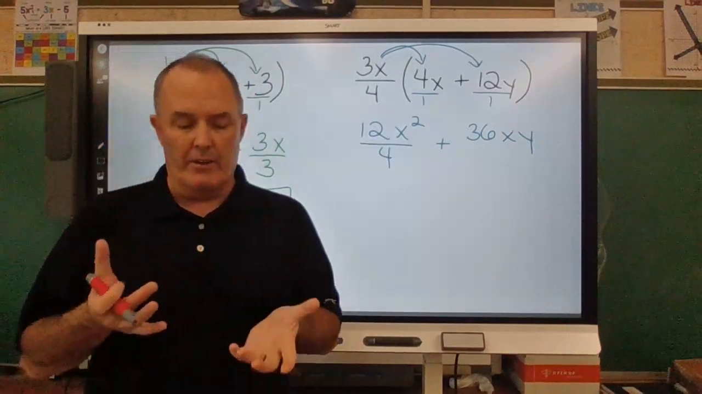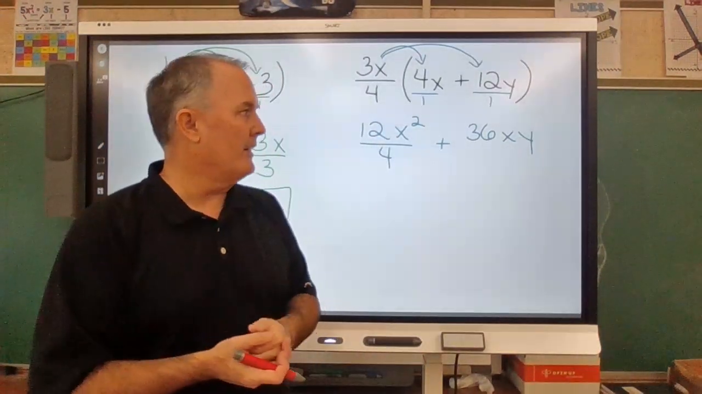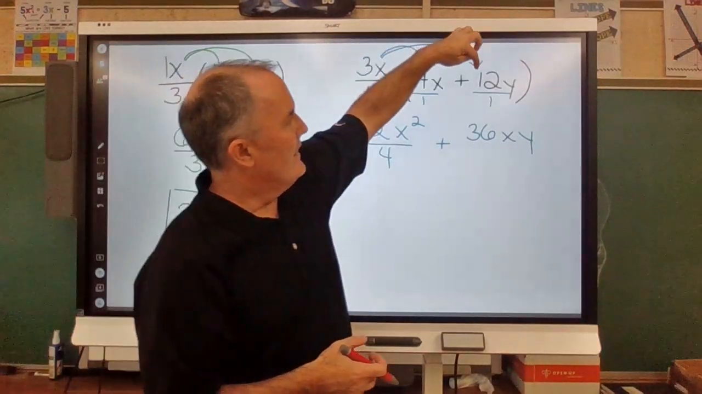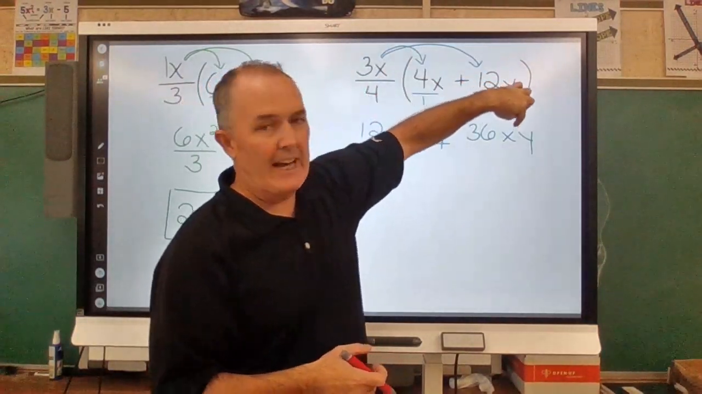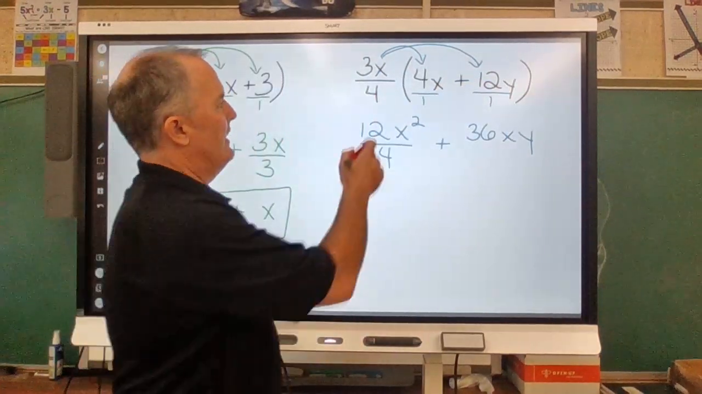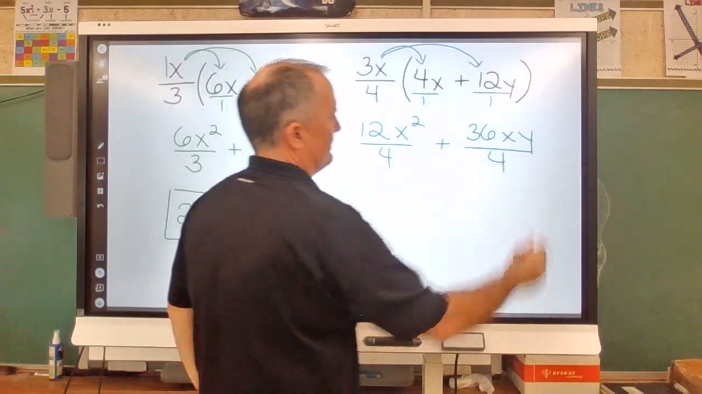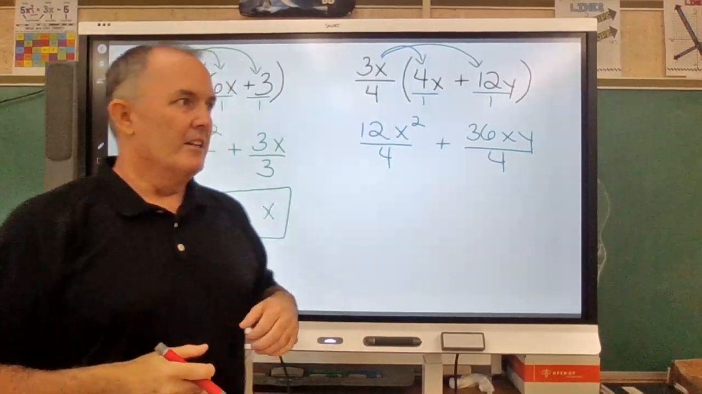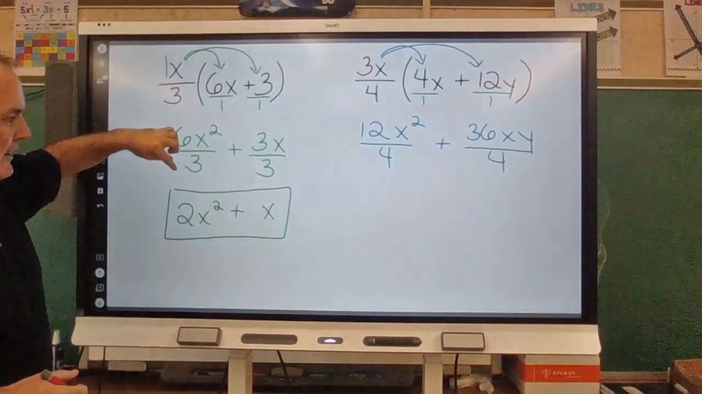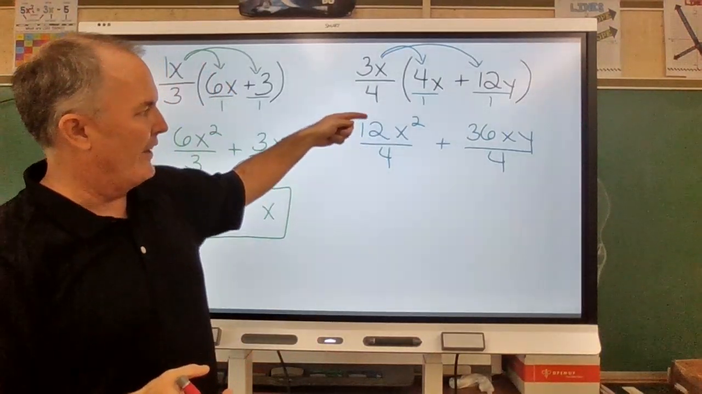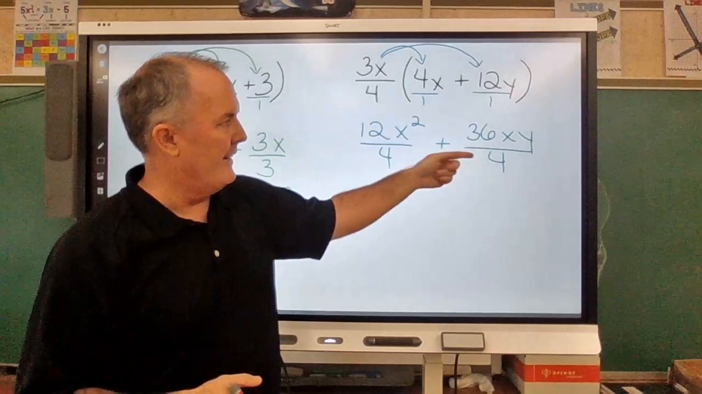So we don't know what the numbers are going to be yet for x and y, but we do know we have to multiply them together. So this is 3x times 12y is 36xy. We do the bottom, 4 times 1 is 4. All right? Now, just like we simplified over here, by looking at our coefficients, we're going to see if we can simplify the coefficients here and here.